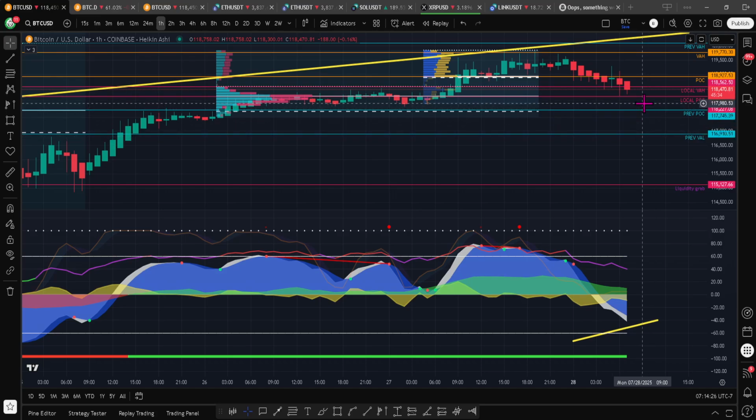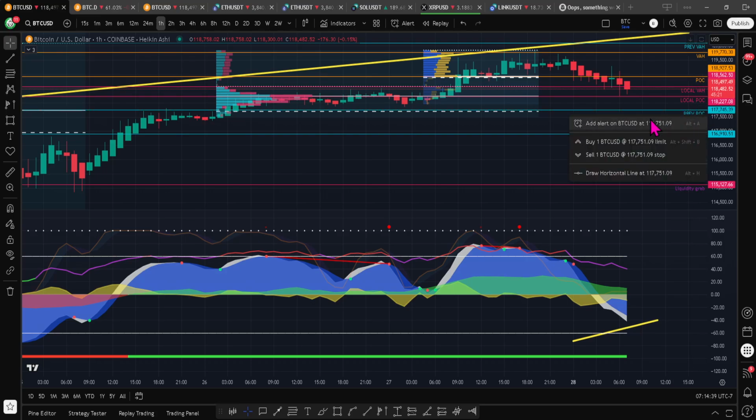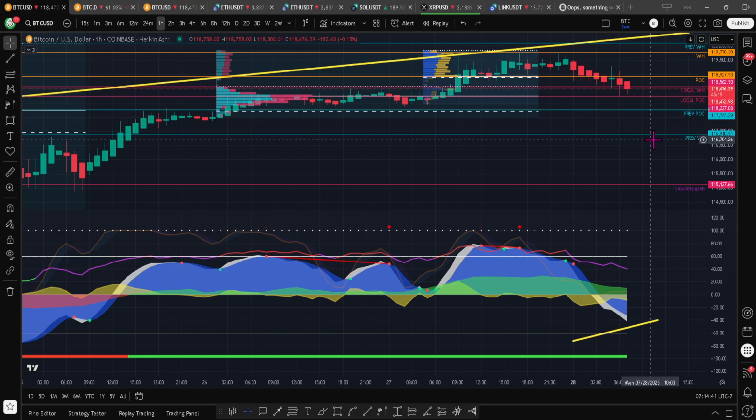So the next level we're looking for these levels to be taken out, right? Next level we're looking for is 117,650, and then we can come back, say, to the 12 minute and see. What I'm going to do is set an alert. Boom, set an alert for that, and then we wait. We're going to have to wait probably until 8 o'clock is a good time to wait for to see what's going on.